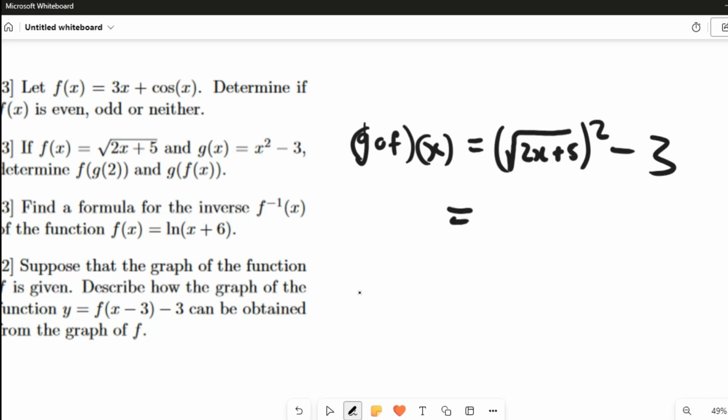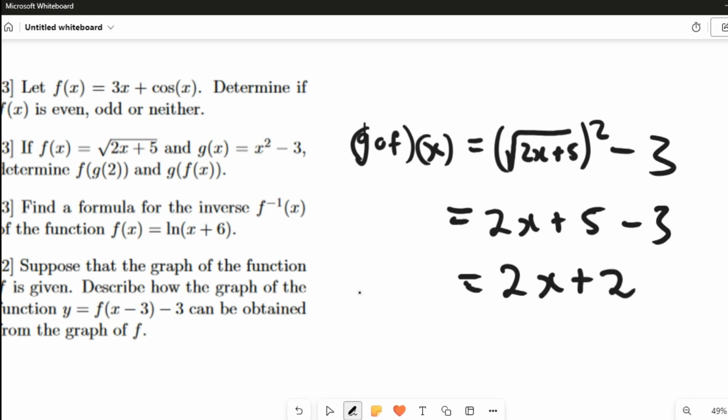And the final answer is therefore, the square goes away with the square root: 2x plus 5 minus 3. This is just 2x plus 2. And that is the final answer for g composed with f of x. Let's look at the next one.